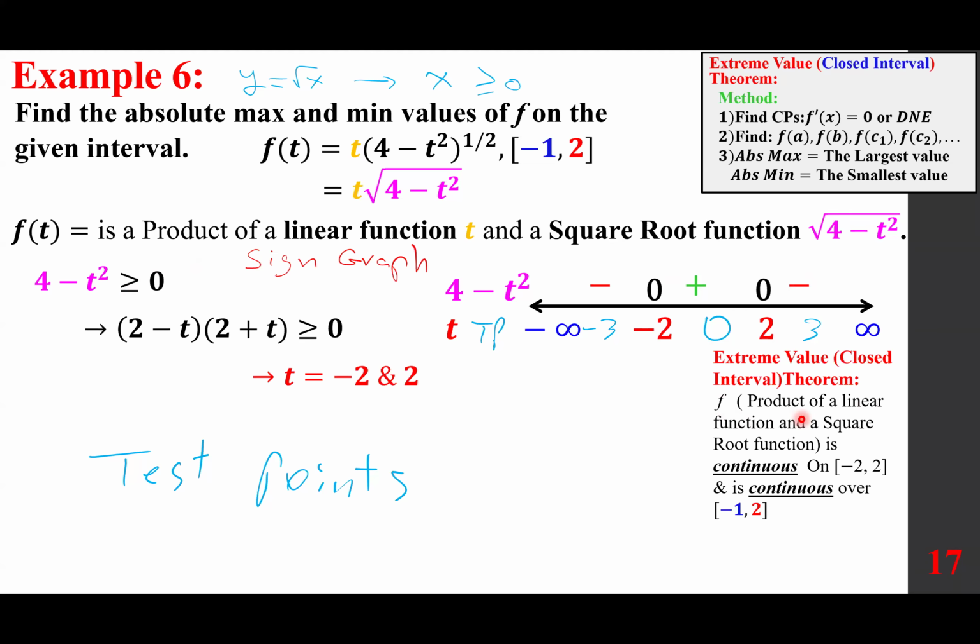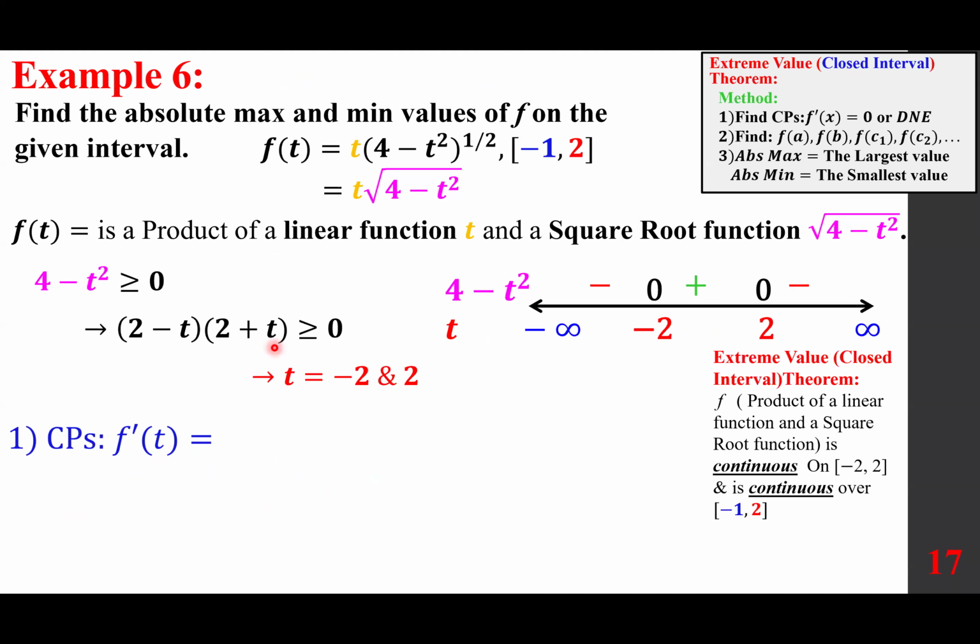F, which is a product of a linear function and a square root function, is continuous on the interval of -2 to 2. And therefore, it's continuous over the given interval of -1 to 2. So all we did was in essence prove that the function is continuous in the given interval. And so now we are going to go with the CPs and find f prime of t. To do so, let me erase my work. I want to differentiate this, so I'm going to use the product rule on this one.